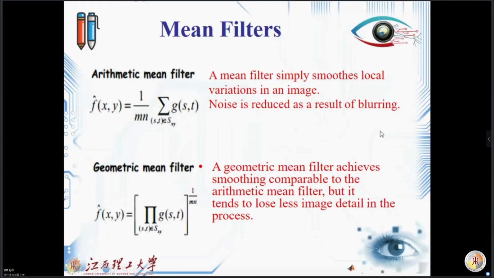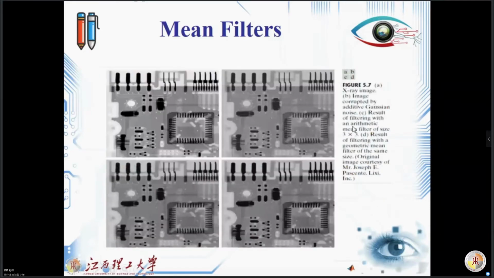Then we have two types of mean filter to work on the figure. Let us see the result. Suppose in A, we have the X-ray of a circuit, as we showed. Then in B, we add some Gaussian noise to the figure, as the second picture on the right side. And then the result of filtering with an arithmetic mean filter of 3 by 3, and the result of filtering by the geometric one is shown in picture D.